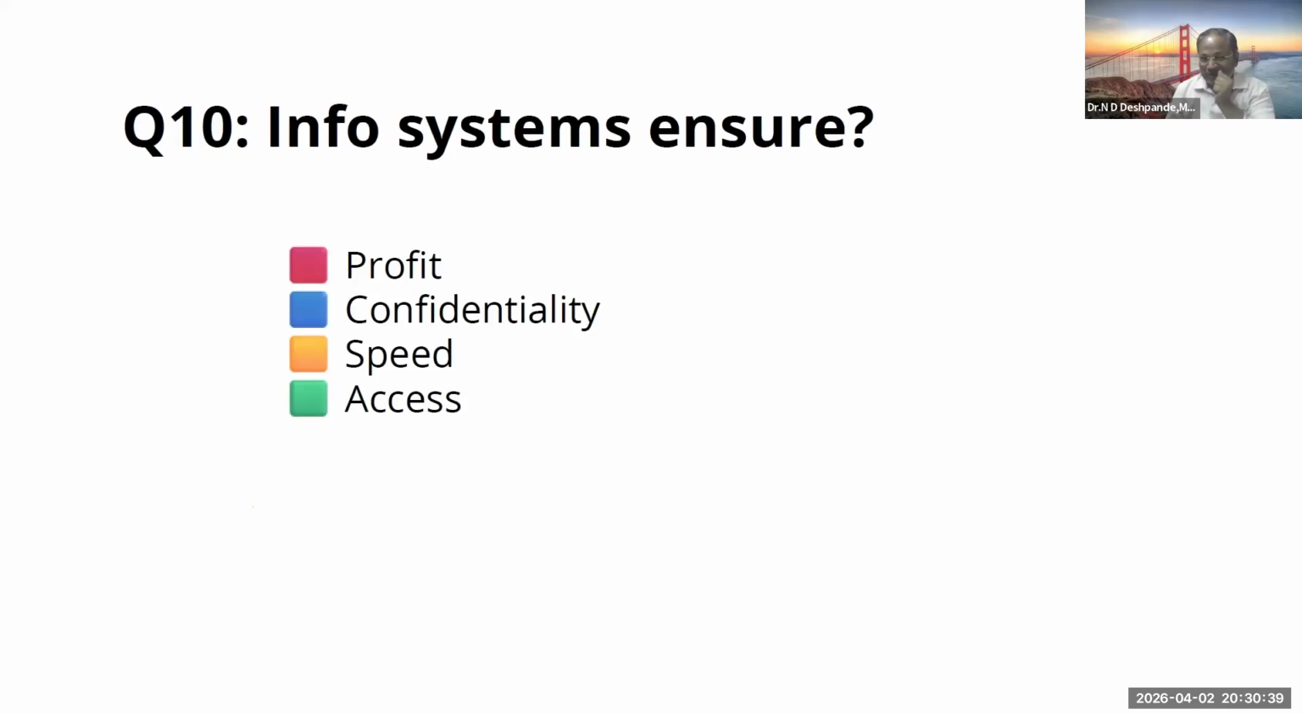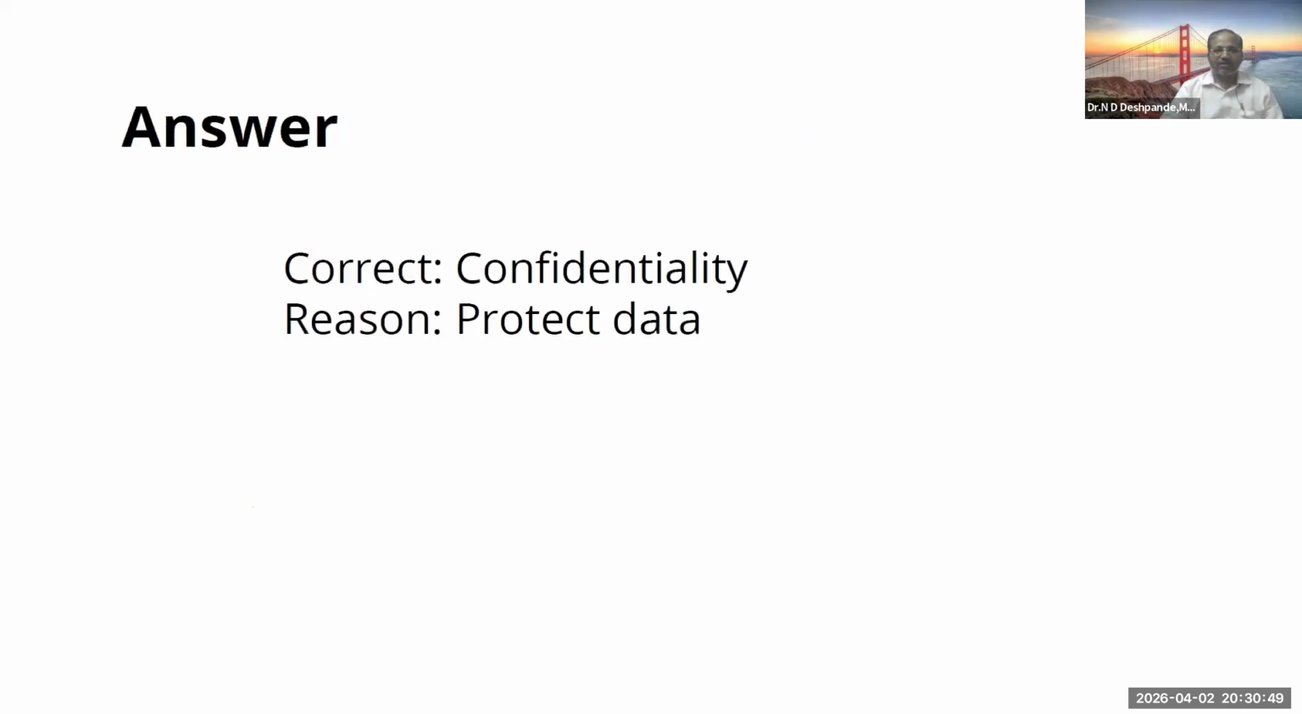Information systems ensure profit, confidentiality, speed, or access? Information systems are more focused on confidentiality, especially in the healthcare sector, to protect the data and all the sectors.